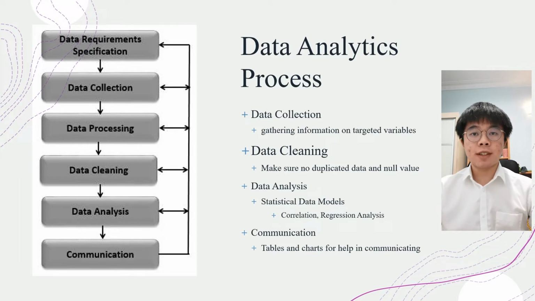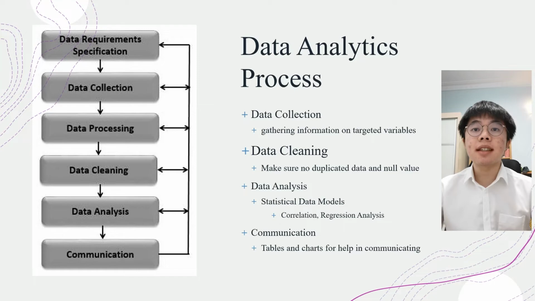For the data analytic process, the first step, data requirement specification, is defining the variables for study. After that is data collection, and the purpose is gathering information on the targeted variables. After that is data processing, which is data cleaning, and this step is used to prevent duplicated data or null values for easier working in the data analysis step. In the analysis step, the data analyst would use statistical data models such as correlation and regression analysis to identify the relations among the data variables. At last, using tables and charts helps in communicating with the user.